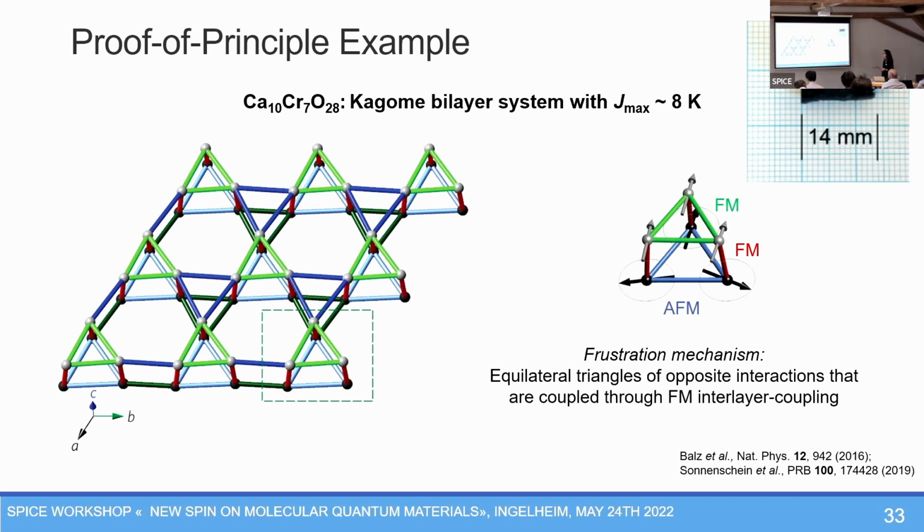So the proposed frustration mechanism of this compound is as follows. You have this bilayer system where you have a triangle on the top and a triangle on the bottom. The top triangle is coupled via ferromagnetic interactions, while the lower one is coupled through antiferromagnetic interactions. And then those triangles are coupled through a ferromagnetic interaction, which basically frustrates those two subsystems.